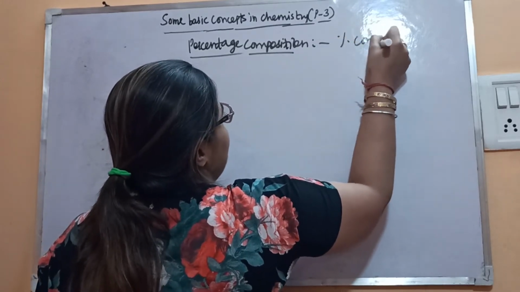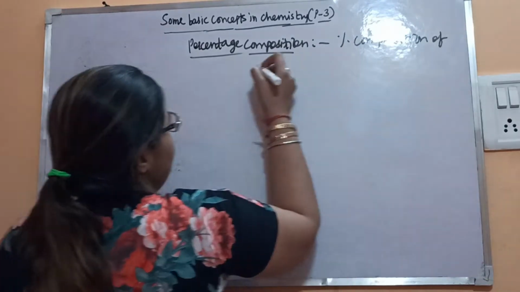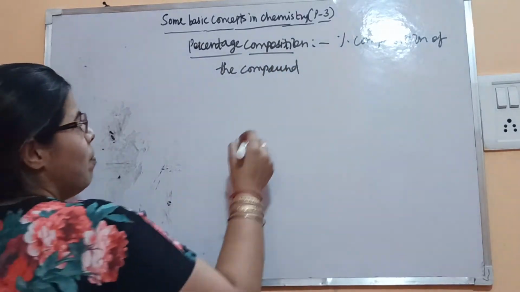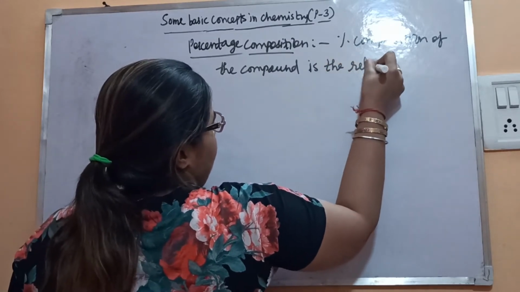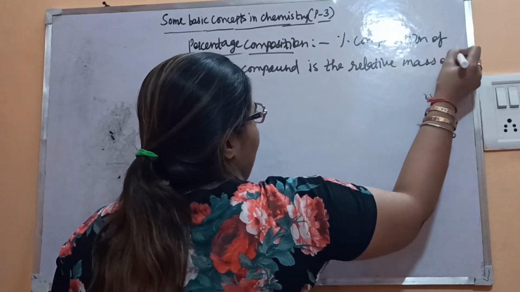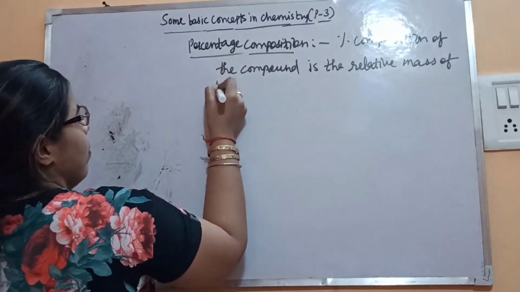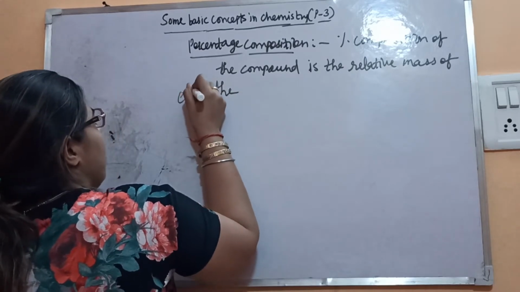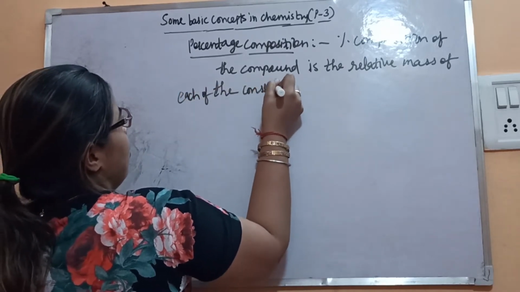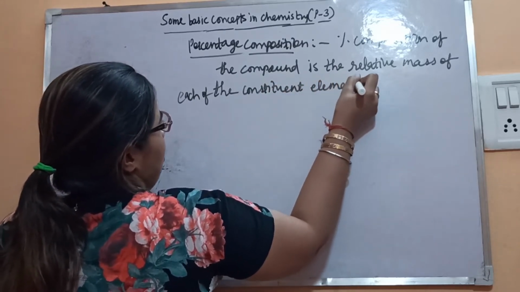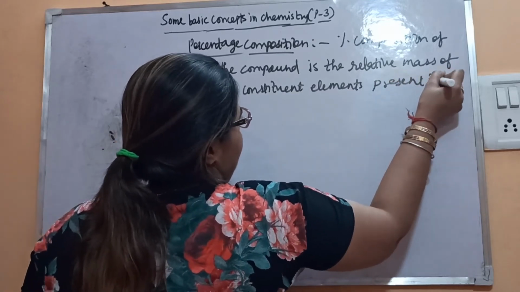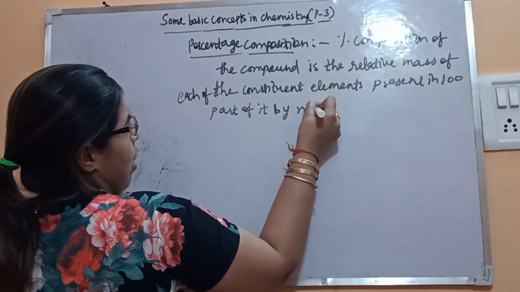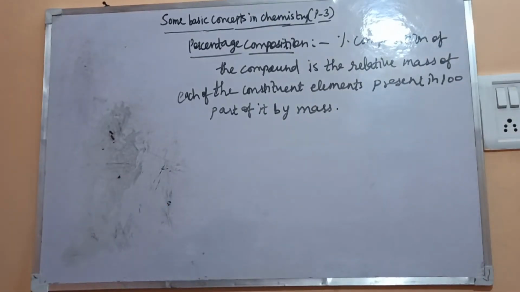Percentage composition of the compound is the relative mass of each of the constituent elements present in 100 parts of it by mass.